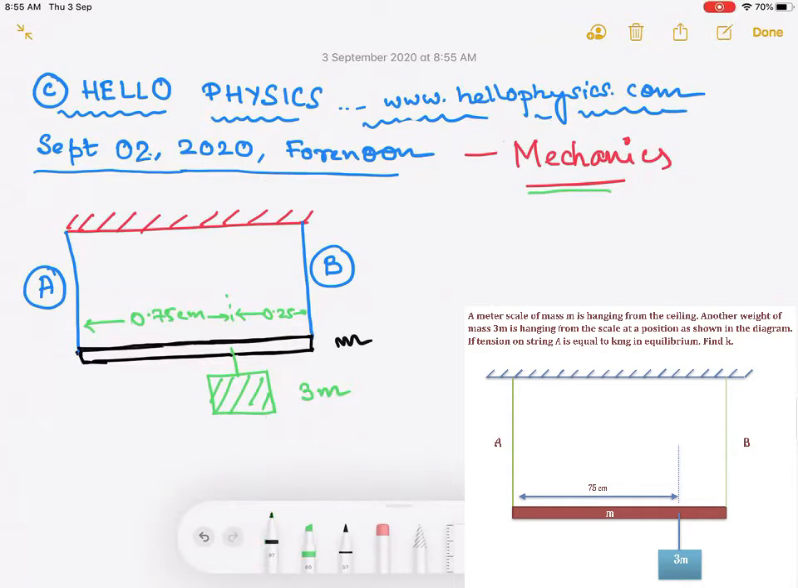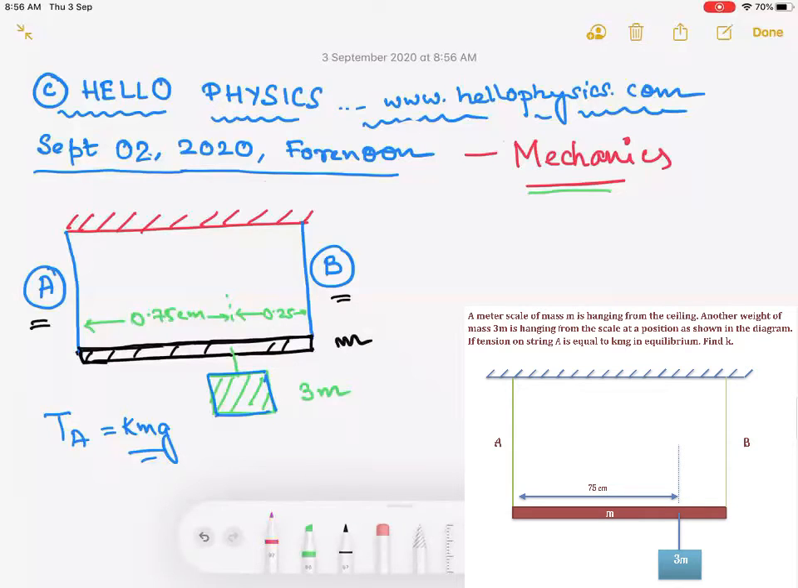So there is a meter scale of mass m, which is hanging from the ceiling by two ropes, A and B. It's given that the ropes are massless, and there is also an external load of mass 3m, which is hanging onto the meter scale at a position which is 0.75 centimeter from the left. So you have been given that the tension on this rope A is equal to kmg, and you have to find out what is this k. Actually a very simple problem.